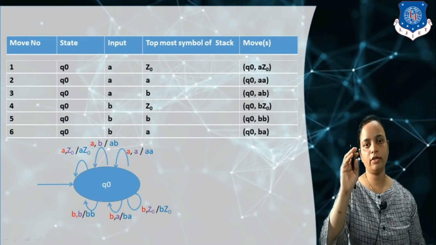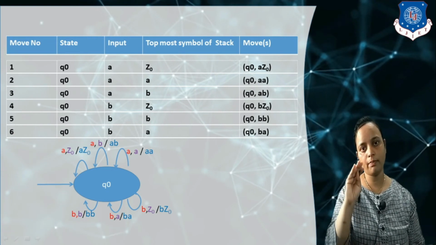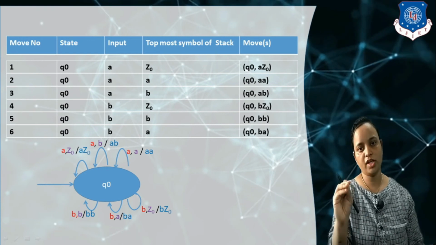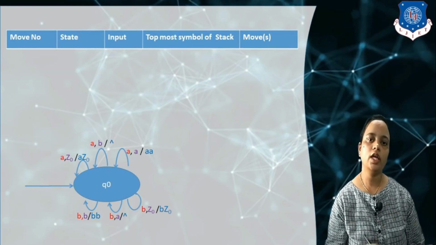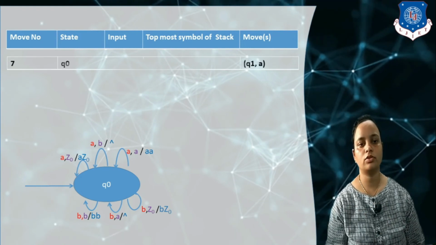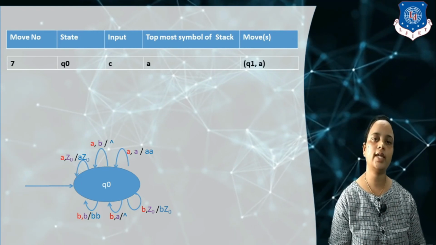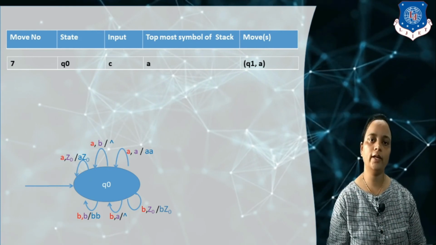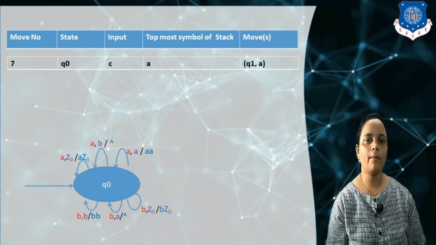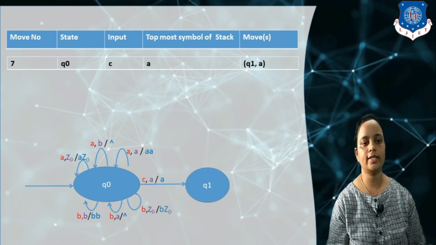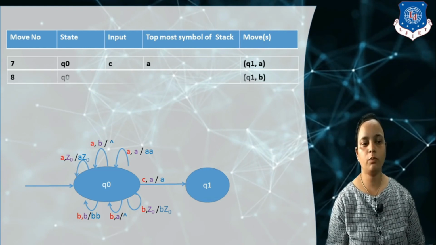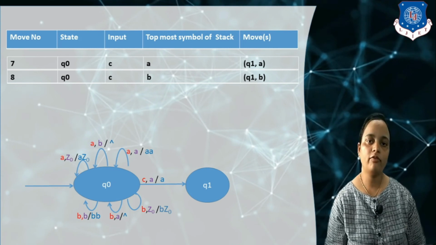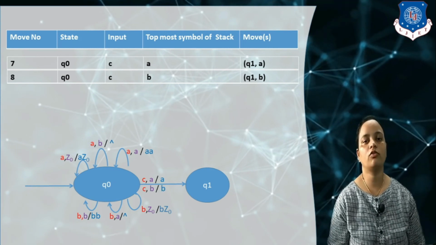For all the possibilities, the top of the stack may contain either Z0 or A or B. Now if C appears, what are we going to do? If C appears, and the top of the stack contains either A or B, we change the state only and perform a skip operation on the stack. So q1 comma A. Same way, if the input is C, state is q0, and B is on top of the stack, we perform a skip operation, just moving to q1 comma B.